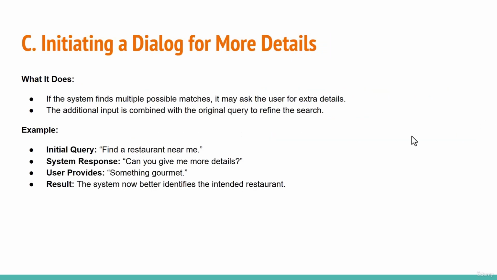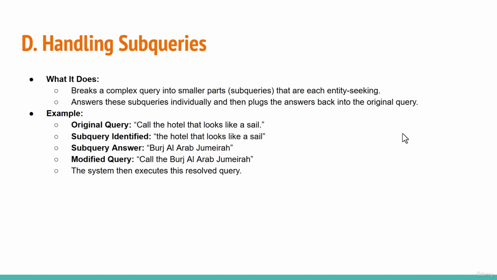Now, let's say a person searches, find an Italian restaurant near me. The system might respond, can you give me more details, or show an error that the exact entity was not found. When the user responds with further details, the system can correctly provide the answer. Now, handling subqueries. A person searches the query, call the hotel that looks like a sail. What is the subquery here? A hotel that looks like a ship's sail. The subquery answer will be Burj Al Arab Jumeirah.